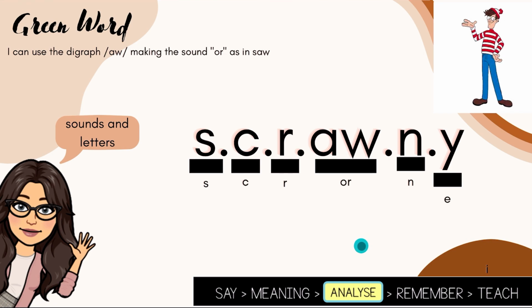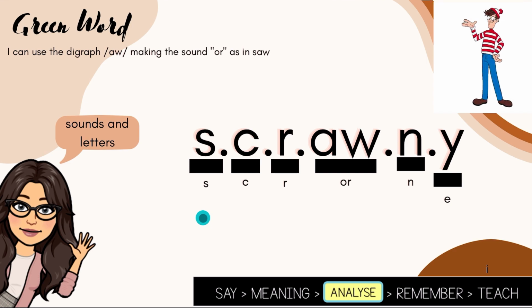Okay, let's look at the sounds and letters that we can hear. The sounds we can hear are sk, r, o, n, e. Scrawny. And the letters that we have are S, C, R, A, W, and Y.